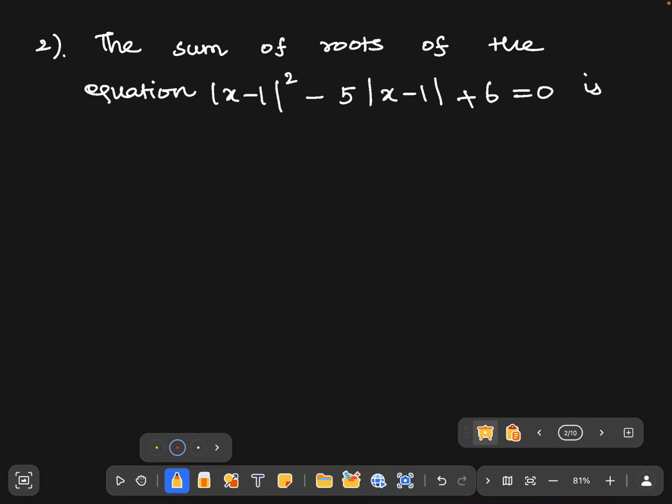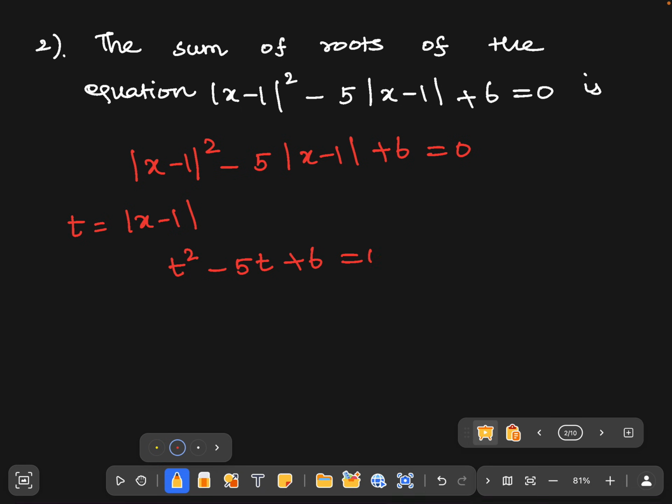The next question: the sum of roots of the equation. We have the equation modulus of x minus 1, the whole square, minus 5 into modulus of x minus 1, plus 6 equal to 0. Let us assume that t equals modulus of x minus 1. The quadratic equation becomes t square minus 5t plus 6 equal to 0. Then we should find the roots. So (t minus 3) into (t minus 2) equal to 0. So t minus 3 equal to 0, t equal to 3. Similarly t minus 2 equal to 0, t equal to 2.